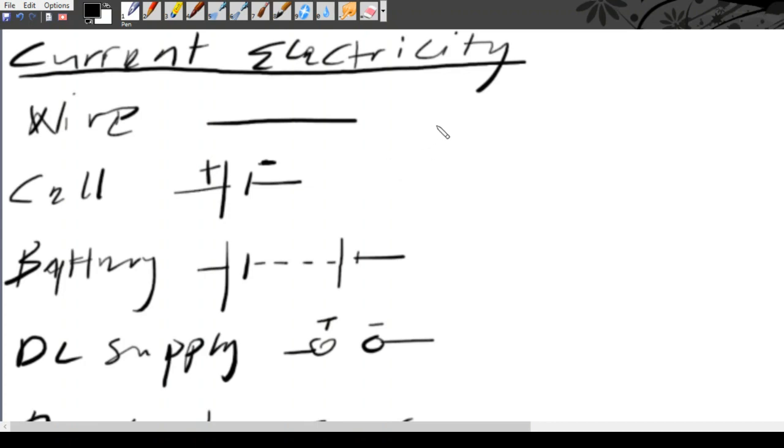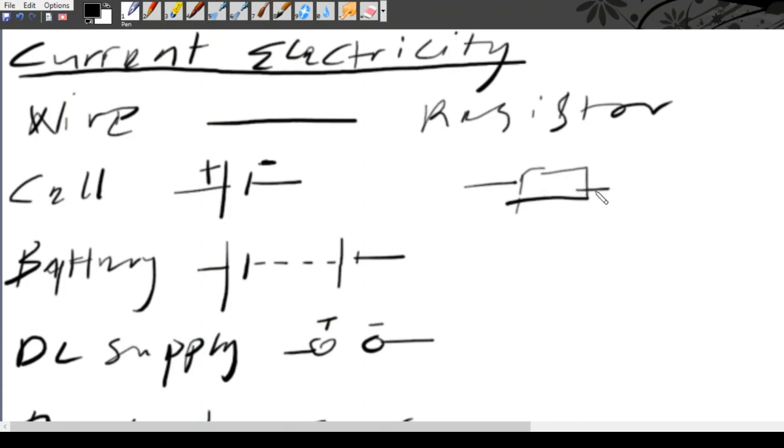Let us look at the resistor. So this is the symbol of the resistor. A resistor restricts the flow of current, for example, to limit the current passing through an electric appliance. So that's the resistor.